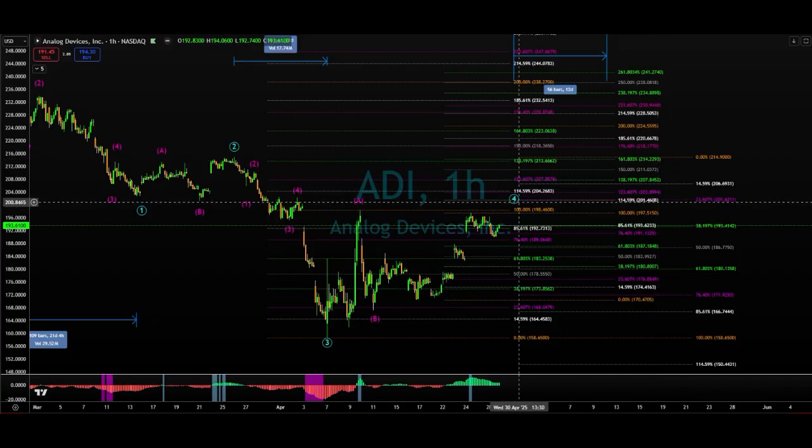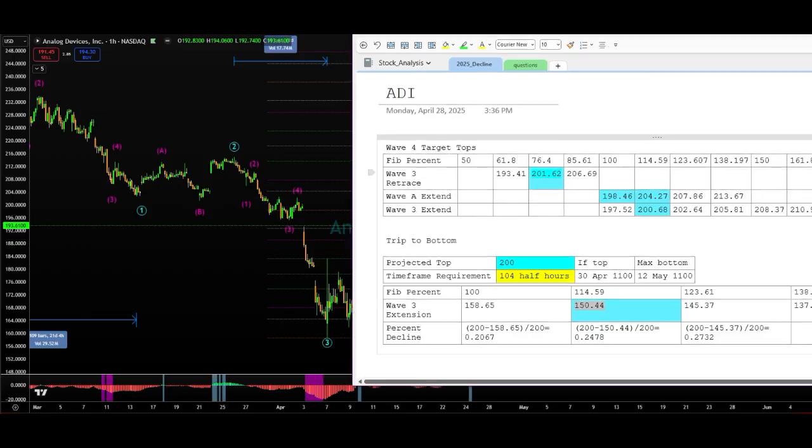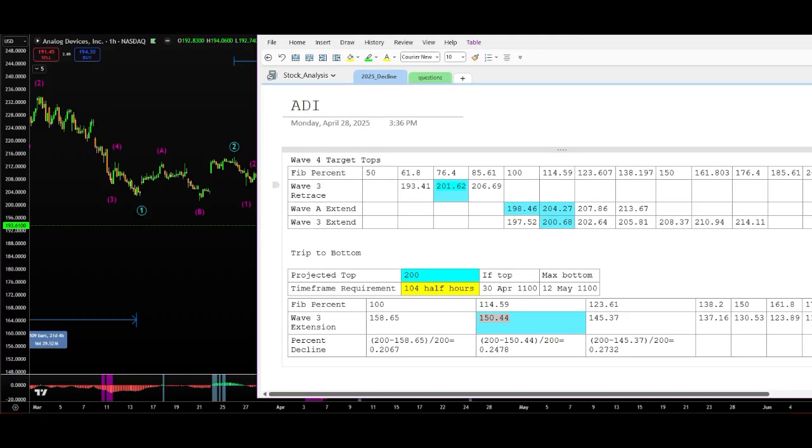So my target right now, I'm going to drag this back in. My wave 4 tops are here at the top of the one note. And it looks like I called out around 200 is my top. And I called that out down here at my projected top. So I'm looking at it to top around 200. And we do have a time limit for what wave 5 can do.